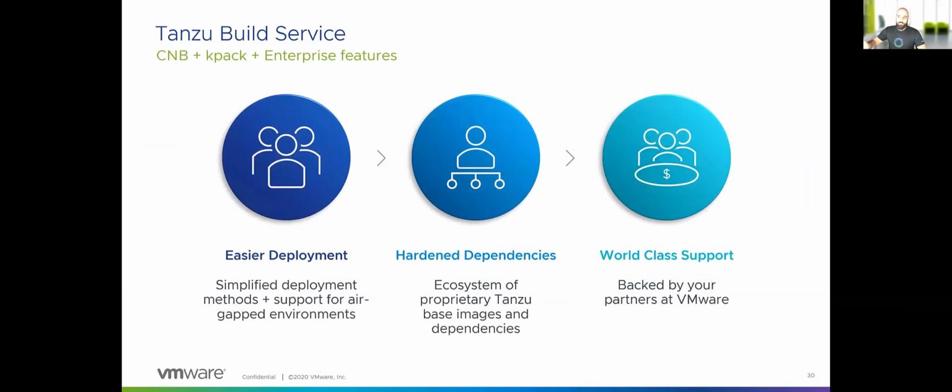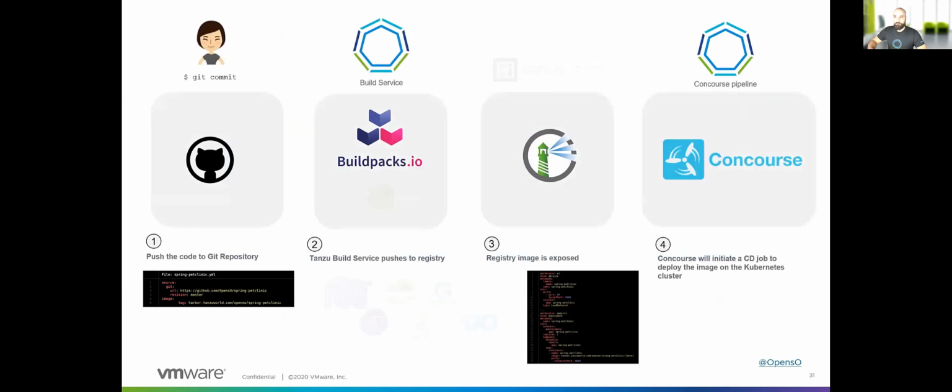So why Tanzu Build Service? Easier deployment, hardened dependencies, and world-class support. Those are the three main value propositions of Tanzu Build Service. It takes care of a lot of different challenges you have on the build side, regardless of the way that you're running your containers and the way that you're managing containers.